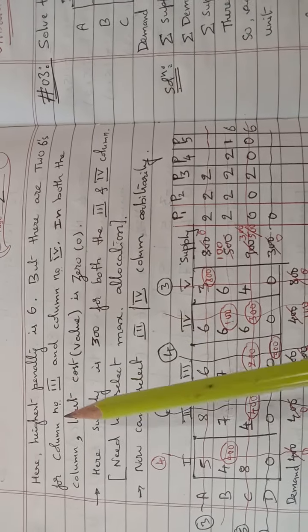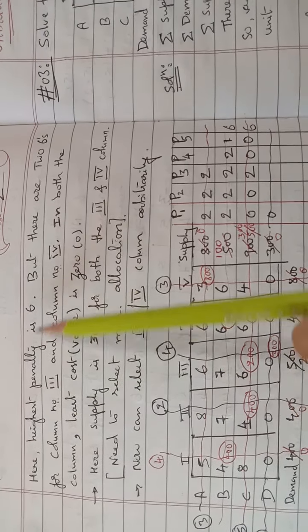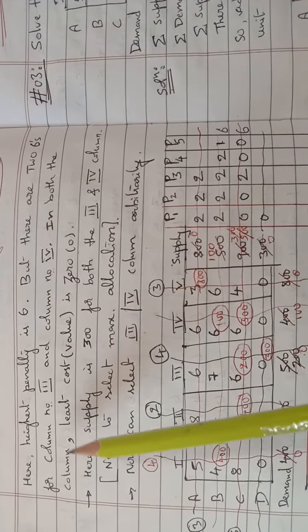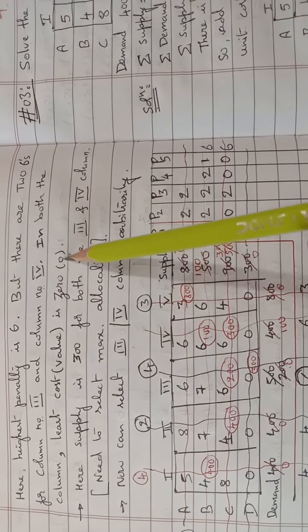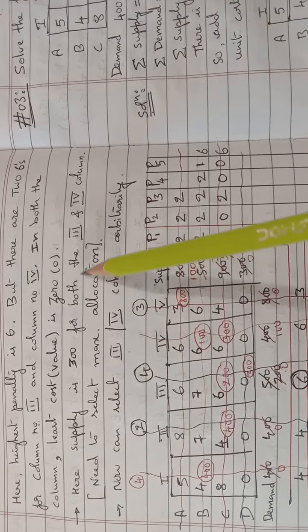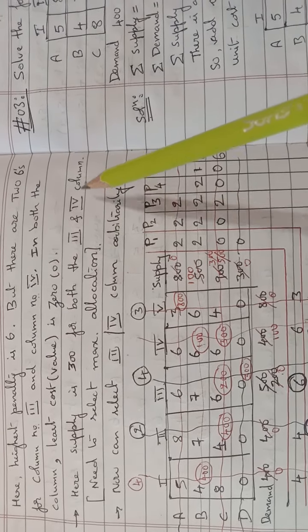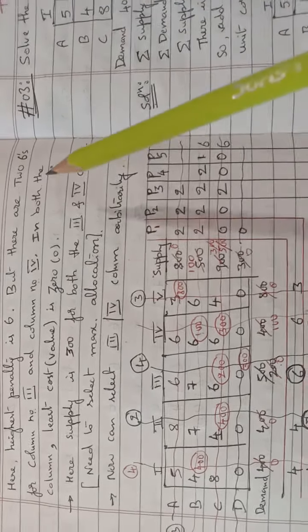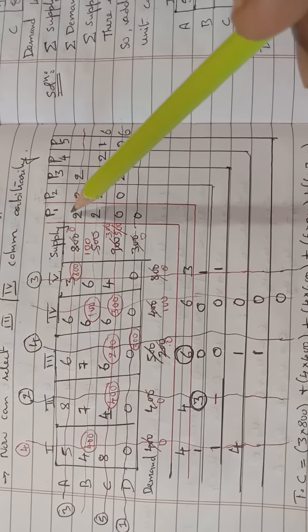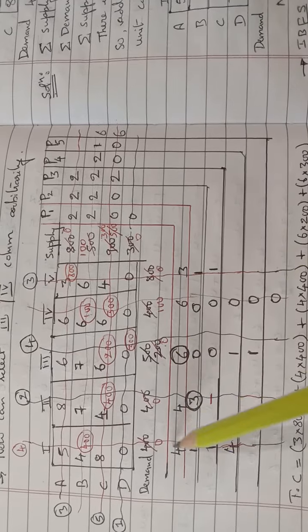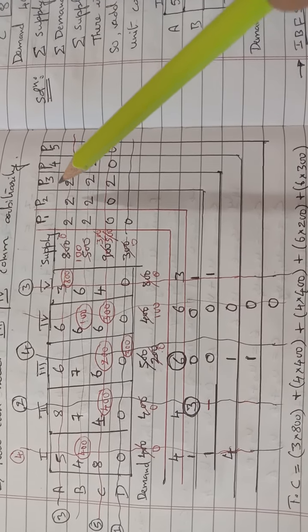Here, in the steps written, the highest penalty is 6, but there are two 6s, for column number 3 and column number 4. So the least value is 0 in both columns, and the supply is 300 for both the third and the fourth column, so we need to select the maximum allocation. After finding the first penalties, we cancel them and next find the second penalties.